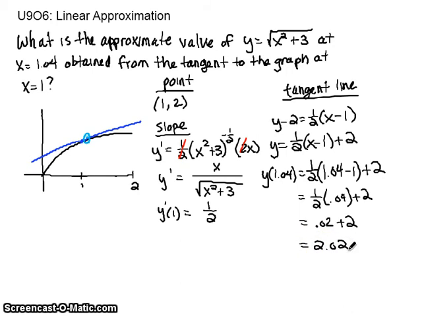So if you were to go through and put 1.04 into the original function, we should be pretty close to being 2.02. So again, all we're going to want to do is come up with the tangent line's equation and plug in the value we are trying to approximate.